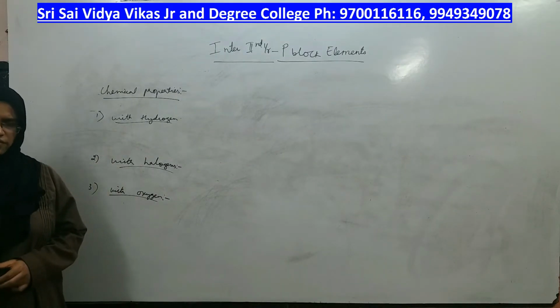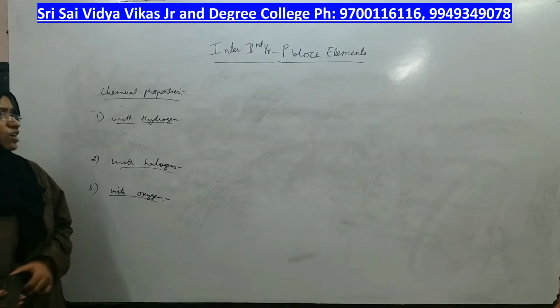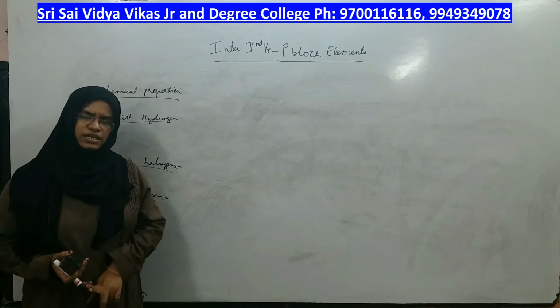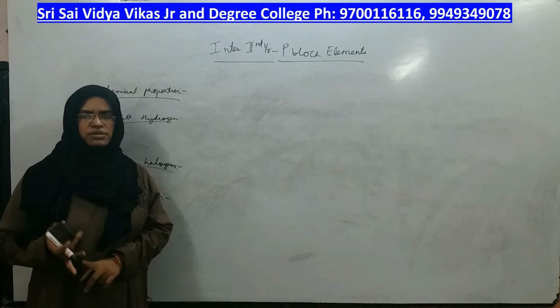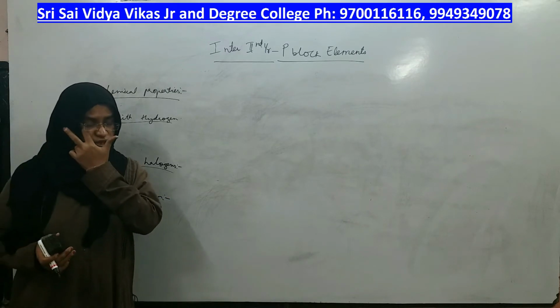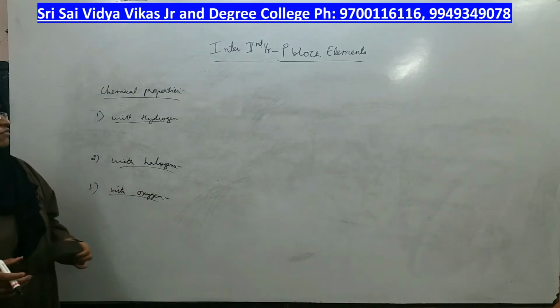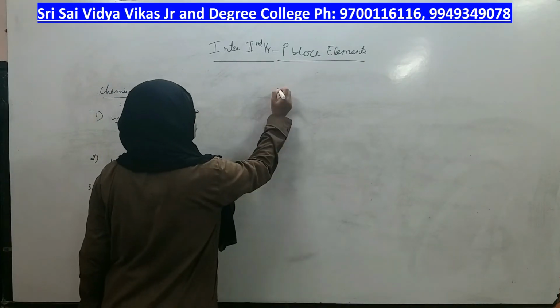In the last video, we were discussing the general properties of all 16th group elements: its oxidation states, ionization energy, electronic configuration, atomic radius, electronegativity, all the general properties we have seen. Now we will look into its chemical properties. Of which group am I talking about? 16th group. Which elements come under the 16th group?